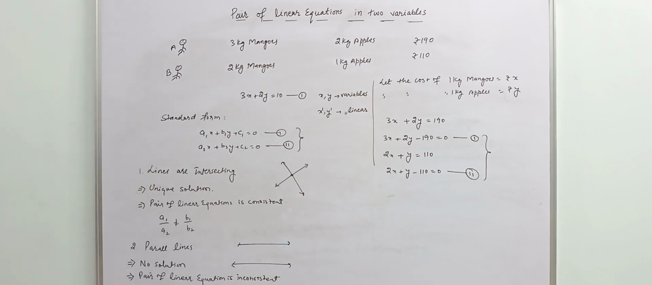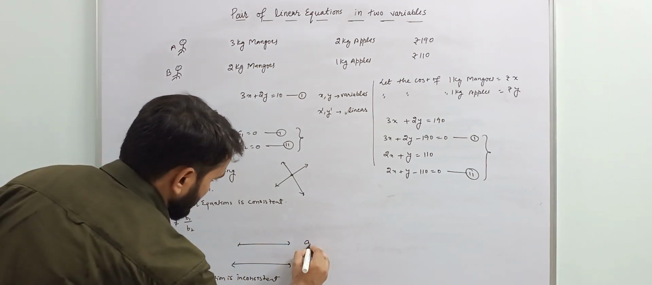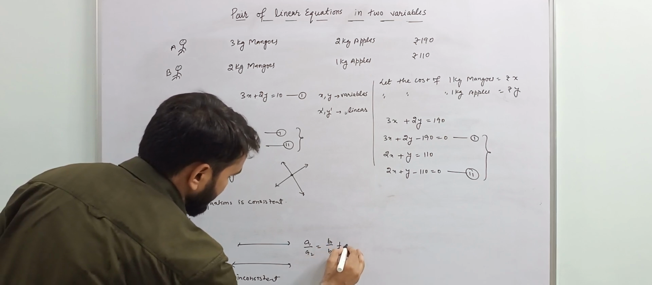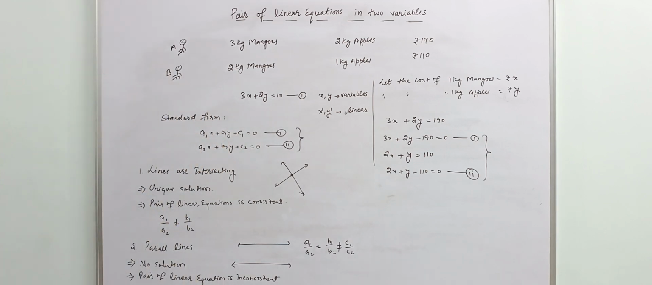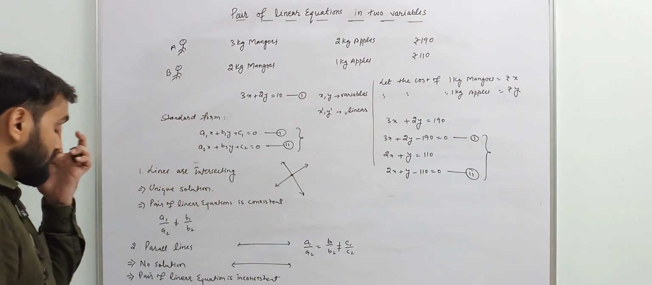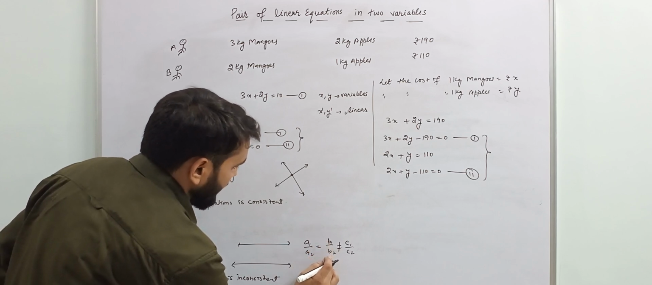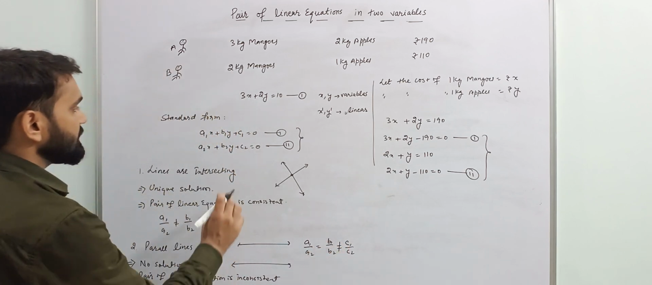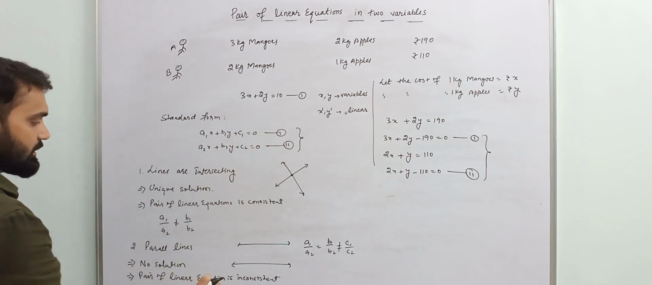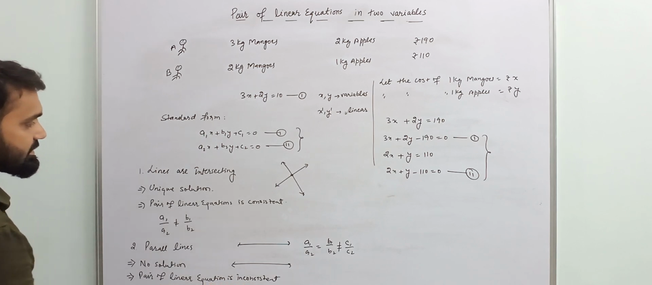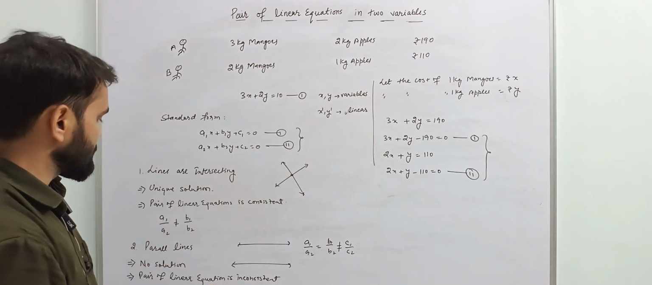Okay, and in that case the ratio of coefficients, that means a1 upon a2 will be equal to b1 upon b2, and that will not be equal to c1 upon c2. So either you draw the graph of the lines or you just compare the ratio of the coefficients. If a1 upon a2 is equal to b1 upon b2 and that is not equal to c1 upon c2, then this pair of linear equations will represent parallel lines, and in that case the pair of linear equations is inconsistent. That is, there will be no solution.